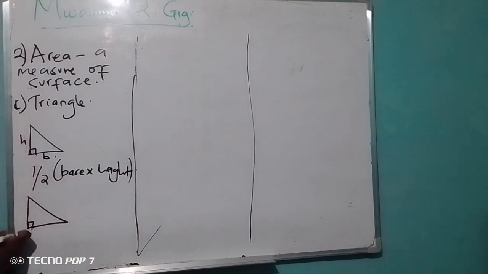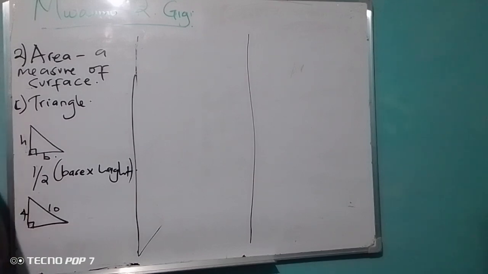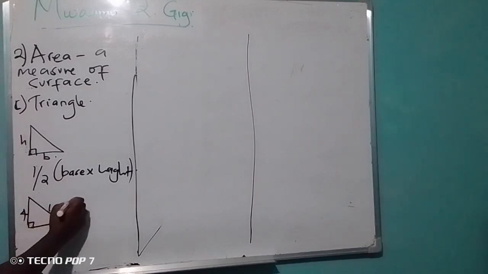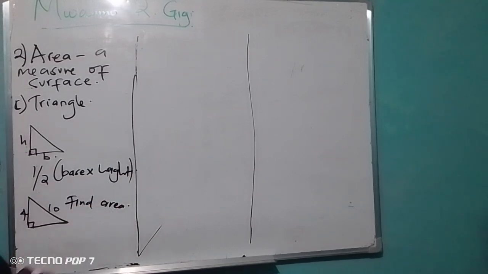So in this case maybe wacha tupeane challenge hapo, wacha hapo ikwe 10 na hapa ikwe 4, sindio? So we want to find the area. So here we will first introduce the Pythagoras theorem because we don't have the base. So we'll introduce the Pythagoras theorem.